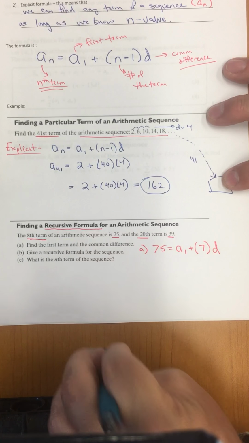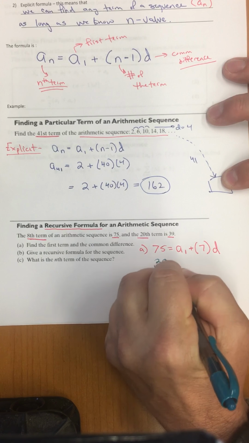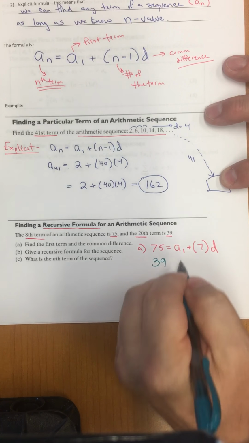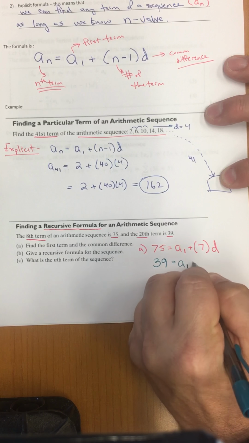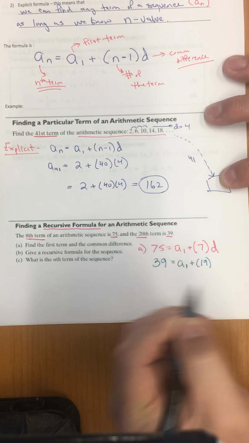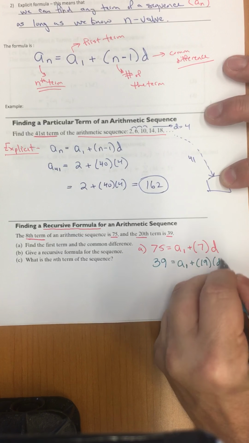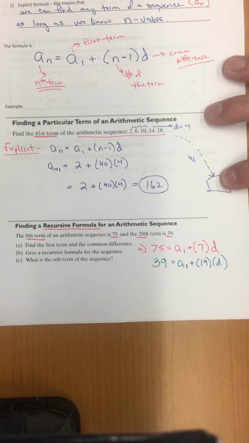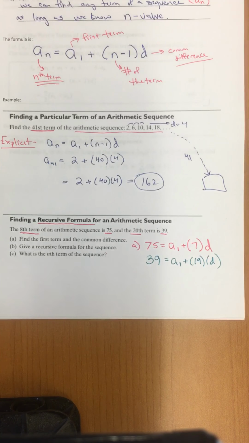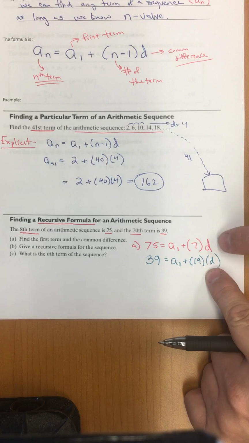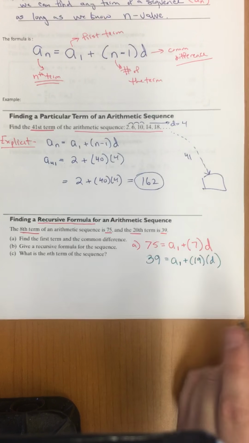Now I'm going to write a second equation. I do know the 20th term. The 20th term is 39. Once again, I don't know the first term. I know this number is 19, right? 20 minus 1. And once again, I do not know the common difference. Mathematically, this is called a linear system. We learned how to solve these in college algebra. I'm going to use the substitution method.